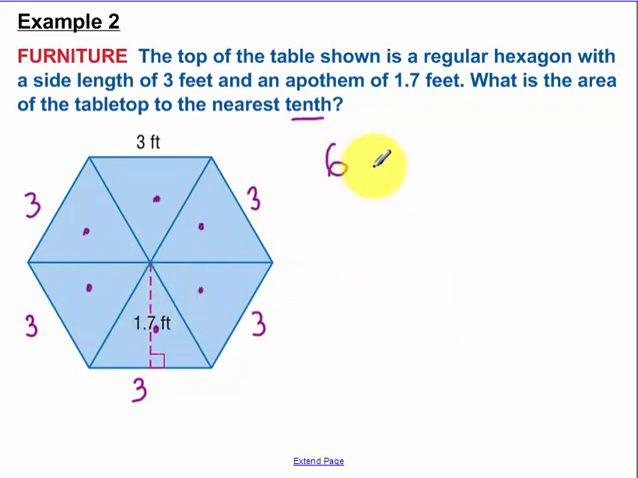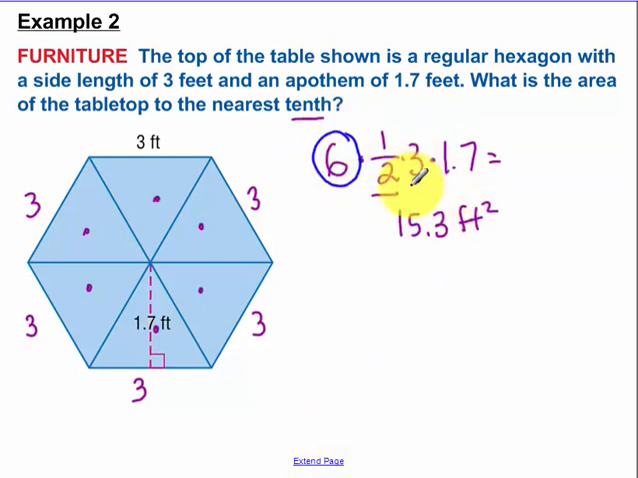So I have 6 triangles times the area of a triangle, which is 1/2, base, which is 3, times the height. The height is this apothem length, so that is 1.7, and we get 15.3 square feet. Now notice what we had here. 1/2 number of sides times the side length. That's the perimeter of our polygon times the apothem.